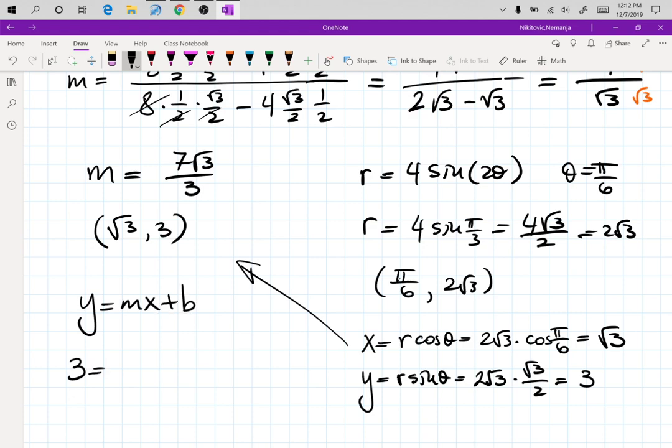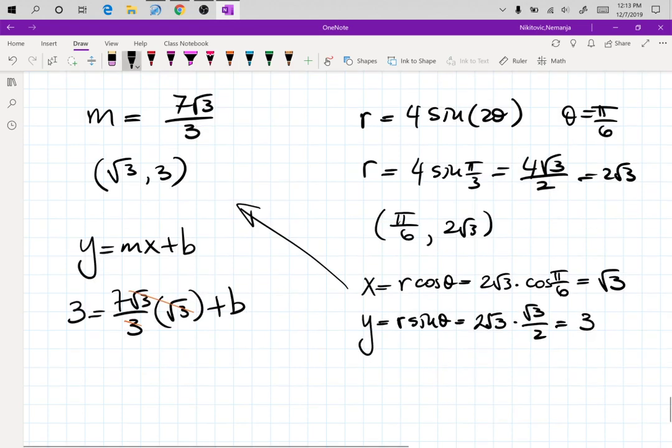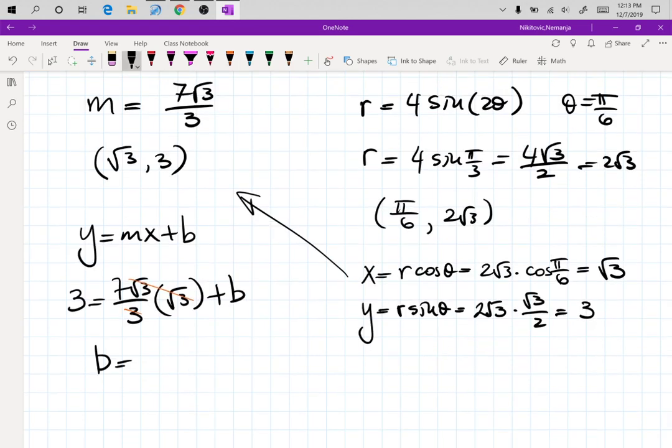Y is 3. Slope m is 7 root 3 over 3. X is root 3 plus b. These guys will cancel. And look at b. I'm getting negative 4. Root 3 times root 3 is 3, cancels with a 3 on the bottom. Right? Oh, right, yeah, cancels. So root 3 times root 3 is root 9, which is 3. 3 cancels 3. And you have 3 minus 7, it's negative 4.